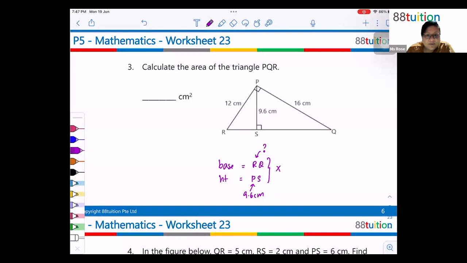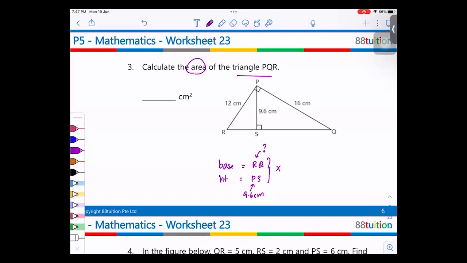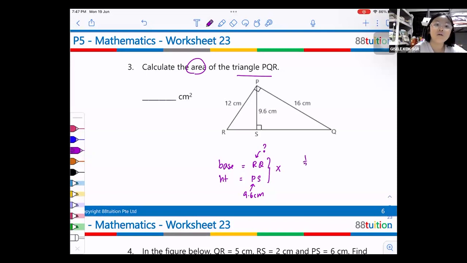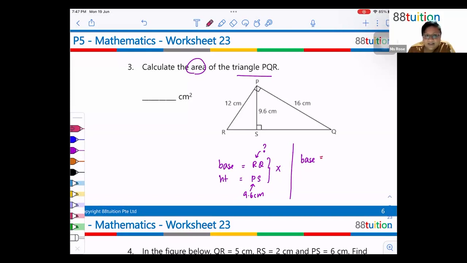All right. So which one can I use to find the area of triangle PQR? Yes, Giselle? Half times 12 times 6. Which measurement am I using, sorry? Which base am I using? Okay, Raksha? Can you let me know what's the base? Which base are we using?